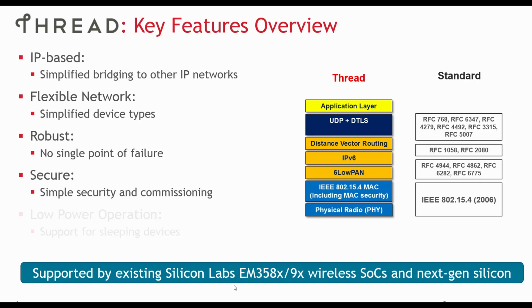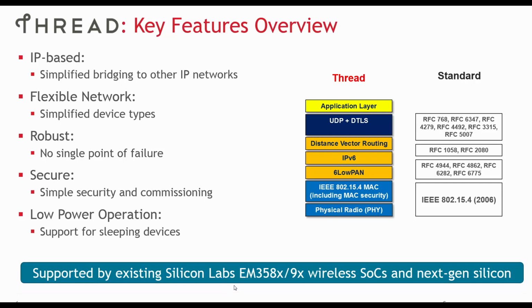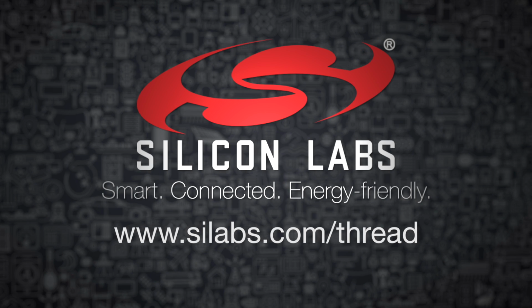Thread is optimized for low power operation, making it practical for devices that sleep or duty cycle to save power. And lastly, Thread's technical requirements are such that it can run on today's wireless networking SoCs, including Silicon Labs' EM358X and EM359X IC families. And it will be API compatible and over-the-air compatible with the next generation of wireless platforms from Silicon Labs. In part 2 of the Thread overview, we'll look at these key advantages in more detail.